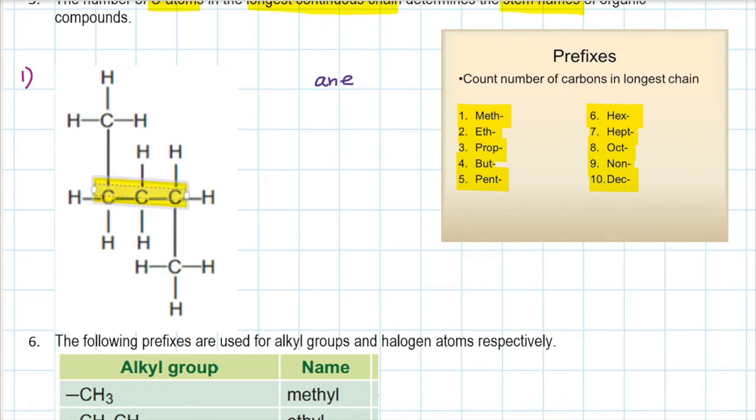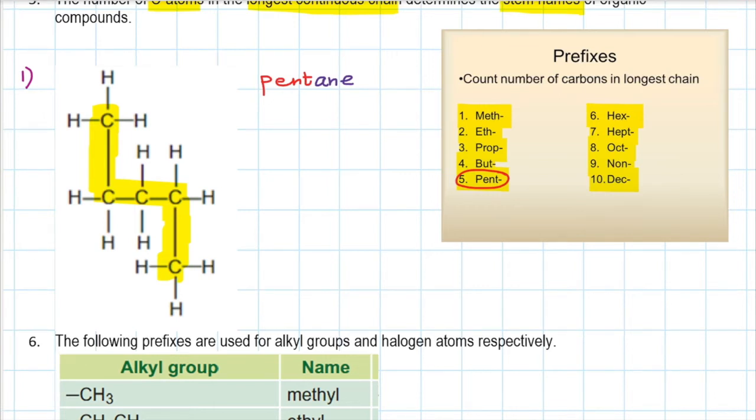But if you look very carefully, you're going to notice that what we think is the first carbon has another carbon attached to it at the top. And what we may think is the last carbon is not the last carbon because it has a carbon atom connected to it at the bottom. The longest continuous chain here therefore contains 5 carbon atoms, and therefore we're going to use the word pent, making the name of this compound pentane.